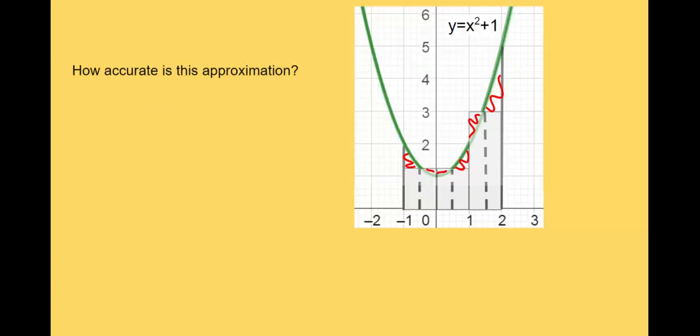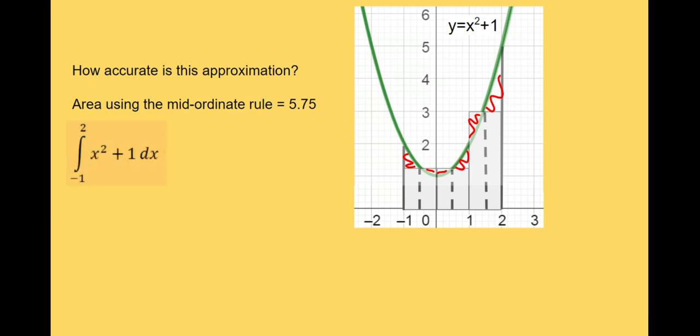Why don't we have a quick think about how accurate our approximation is? What's the relative error? Well, we know what our area is using the mid-ordinate rule. We know it's an approximation. In this case, we can integrate to find the exact area. So you can either integrate by hand or you can use a calculator, but the answer is 6 square units.